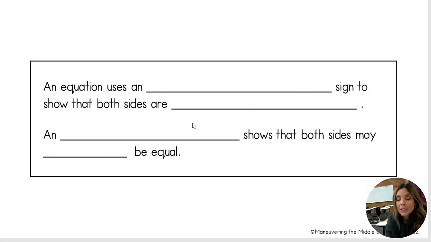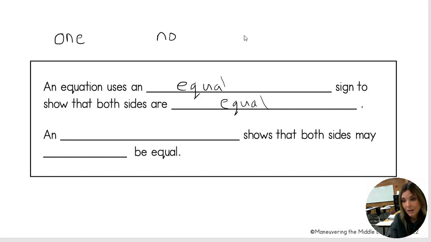Okay, so for the last few weeks we've been working on learning how to solve equations. An equation uses an equal sign to show that both sides are equal. When we solve an equation, there are three possibilities of solutions. You can have one solution, you can have no solution, or all real numbers will be a solution.